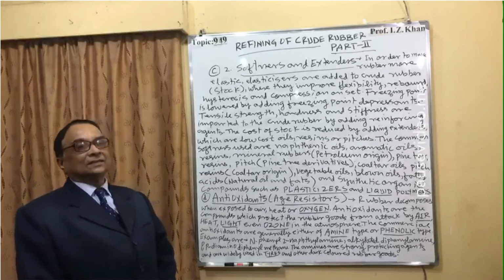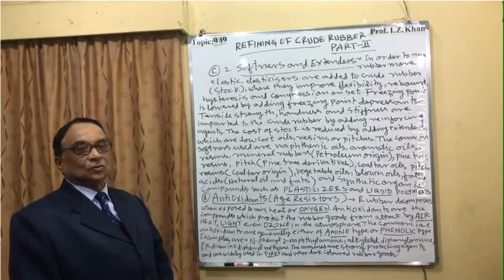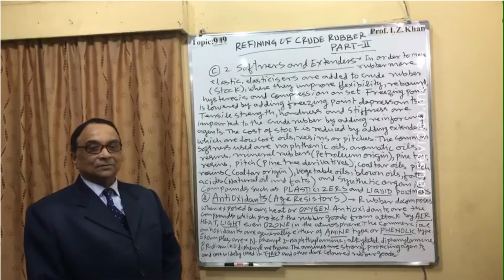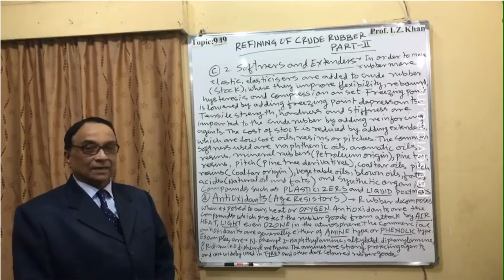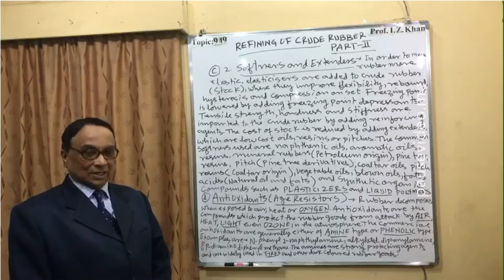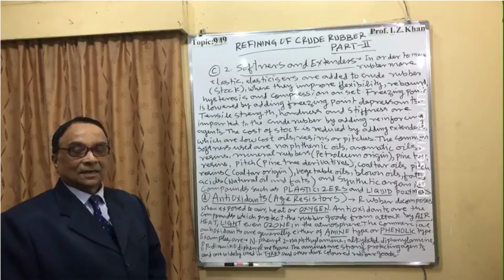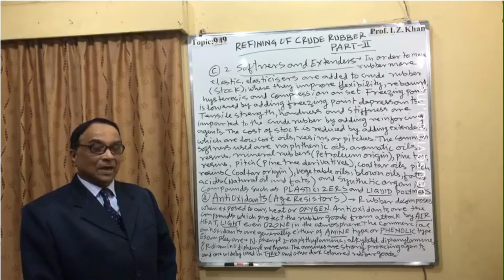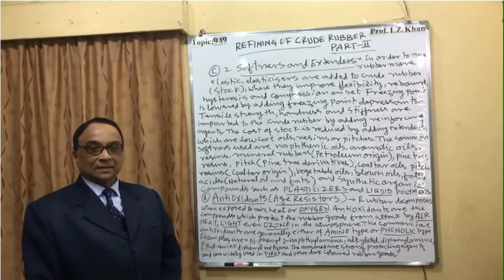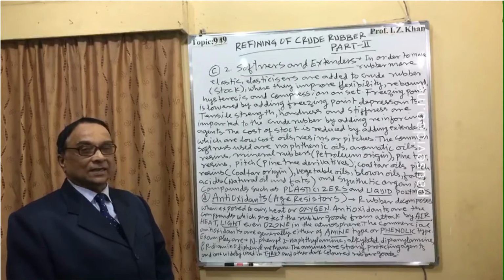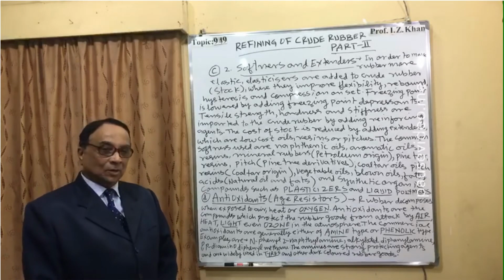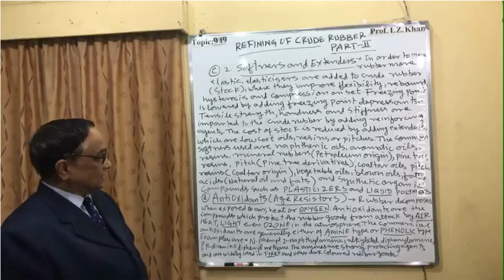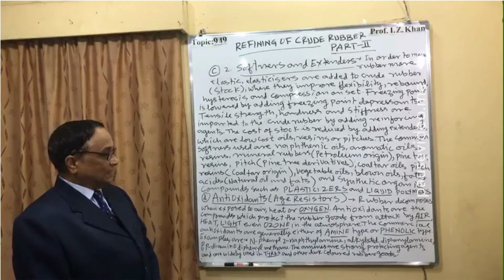Then D is antioxidants. Antioxidants are compounds which are added to block the oxidation of the rubber in the presence of oxygen in the air, that is in the atmosphere. They also check the impact of ozone and other atmospheric conditions. Mostly the antioxidants are either amino derivatives or phenolic derivatives. They are also known as age resistors.